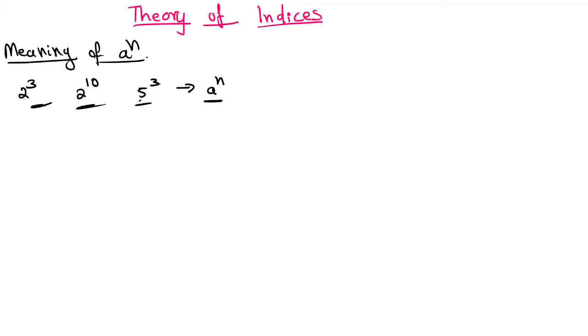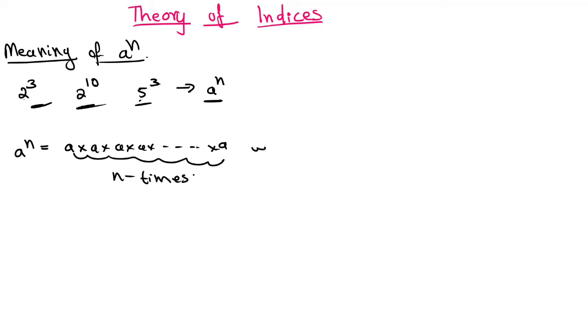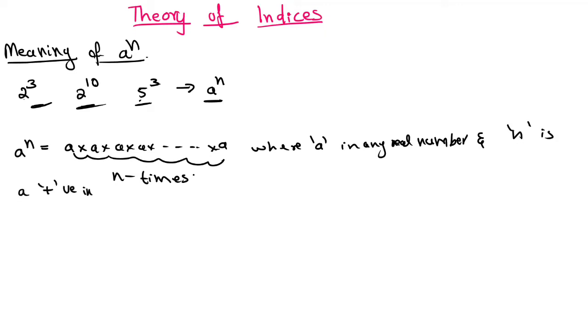Now see, a to the power n means you are multiplying a, n times: a into a into a into a into a. How many times are you multiplying a? n times, where a is any real number, you know, right? What is a real number? And n is a positive integer.